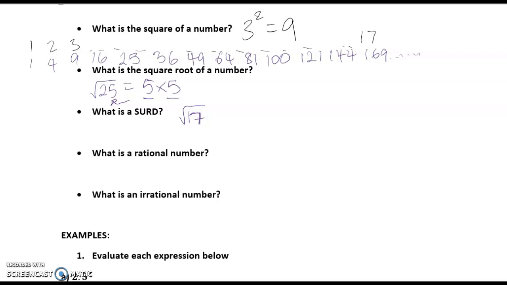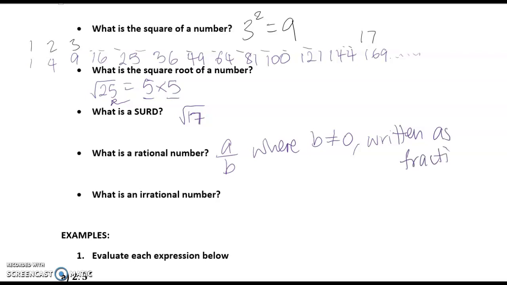A rational number is a number a over b, where obviously b cannot be equal to 0. So it's a number that can be written as a fraction. And generally it can be written as a over b, but b cannot be equal to 0. So a and b have to be integers, whole numbers.